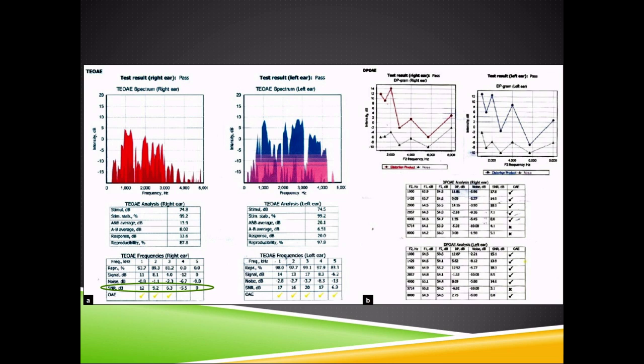This is an alternative type of printout, and I know it's a little blurry, I apologize. I'm guessing it's the same person. You've got TE-OAEs on the left and DP-OAEs on the right. And so what you have, again, is this chart where you see the otoacoustic emissions themselves and then the noise floor in front. And again, you're looking for the SNR values.